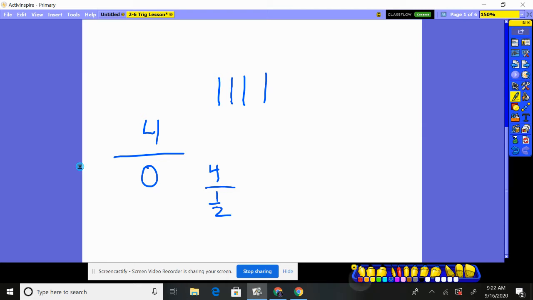And that's why if you divide by a half, you only need half to make a group, half to make a group, half to make a group, half to make a group, half. That's why this answer is 8. That's why 4 divided by a half is 8.